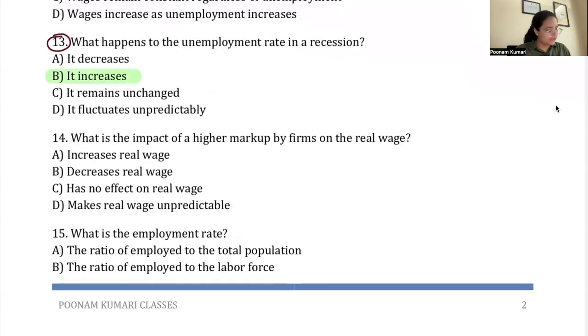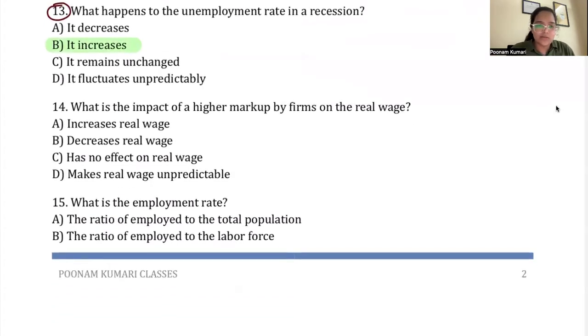Question number 14. Decreases real wage. So what is the impact of a high markup by firms on real wage? High markup will lead to what? A decrease in real wages, right? We saw that in the graph or in the example that we did, right? Yes, ma'am.